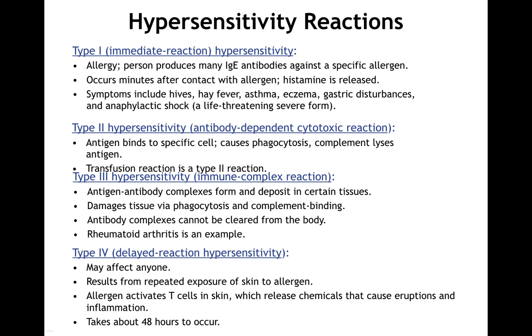Rheumatoid arthritis is typically a type 3 hypersensitivity. A type 4 is a delayed type hypersensitivity. They can also affect anyone. That results from exposure to skin allergens. The allergen activates T cells within the skin. They release chemicals that cause the eruptions and inflammations, and they typically take about 48 hours to first appear.